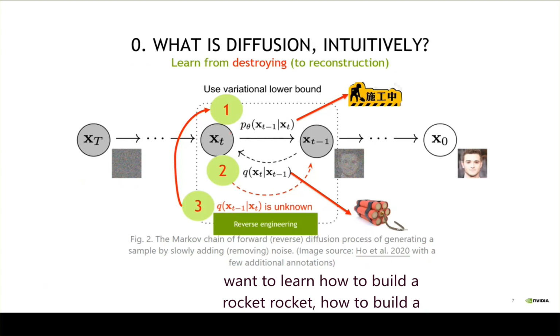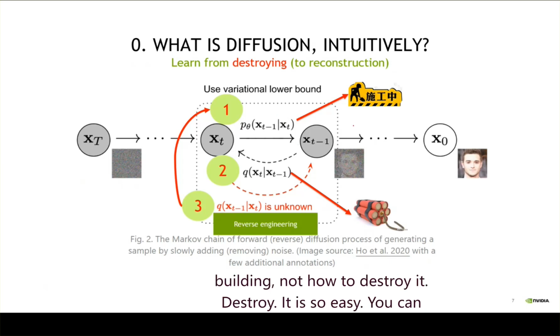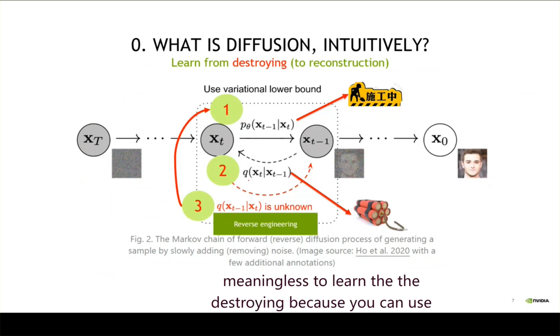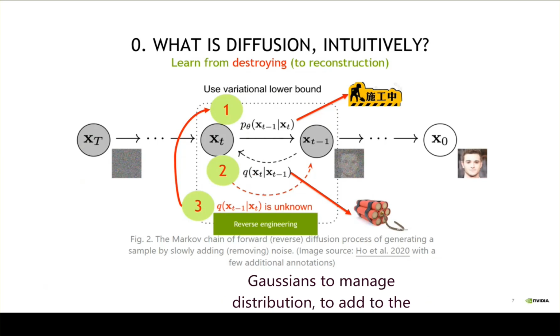We only want to learn how to build a rocket, how to build a building, not how to destroy it. Destroying it is so easy. You can use everything, the hammer, the TNT, to destroy it. But it's meaningless to learn the destroying, because you can use a Gaussian distribution to add noise to the existing sample.